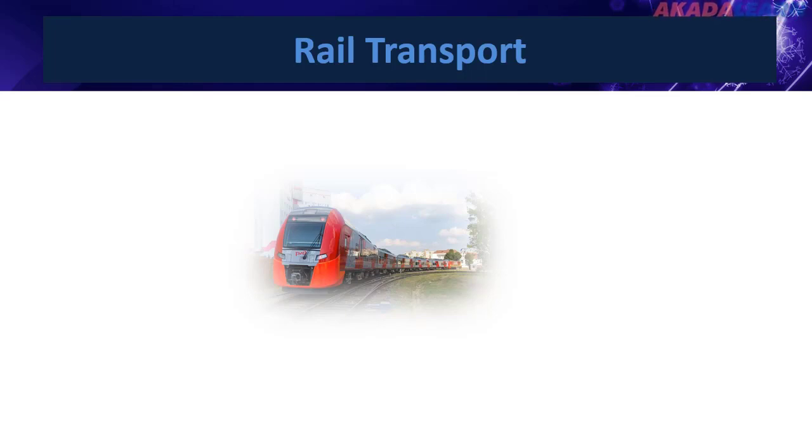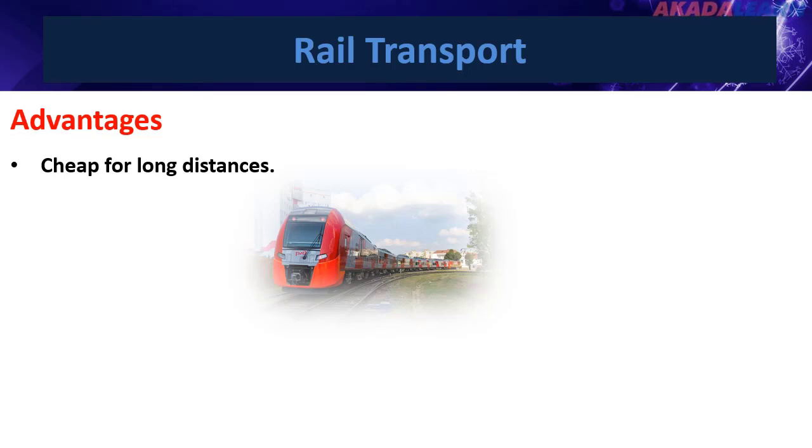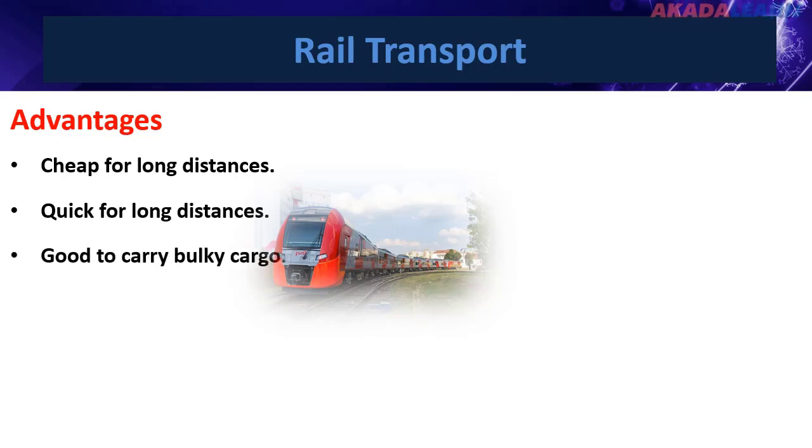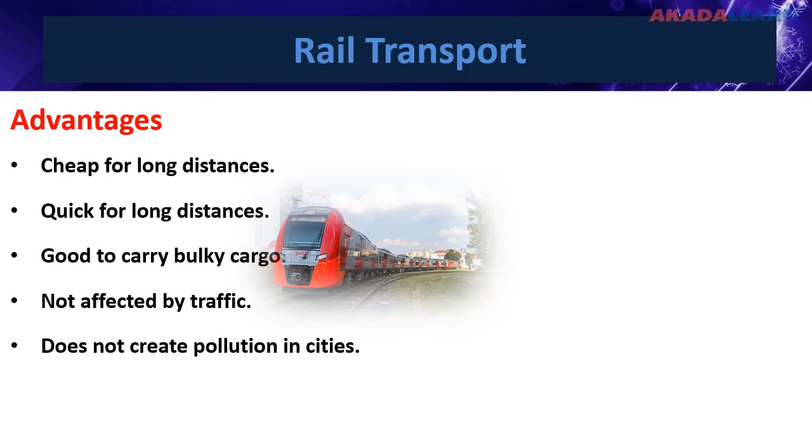Some of the advantages of rail transport include: 1. It is cheap for long distances. 2. Rail transport is quick for long distances. 3. Rail transport is good to carry bulky goods or bulky cargo. 4. Rail transport is not affected by traffic. And 5. Rail transport does not create pollution in cities.